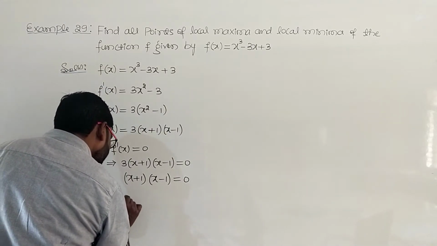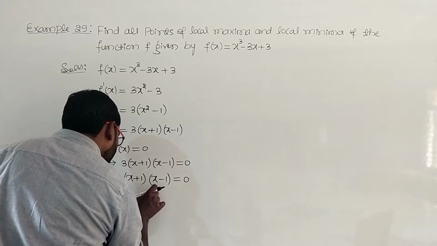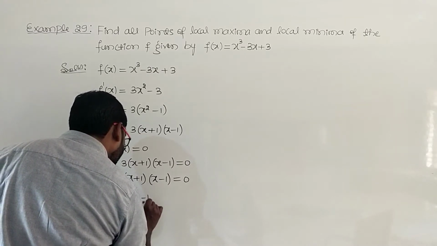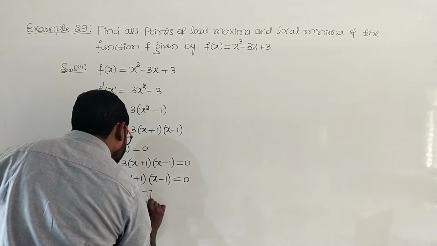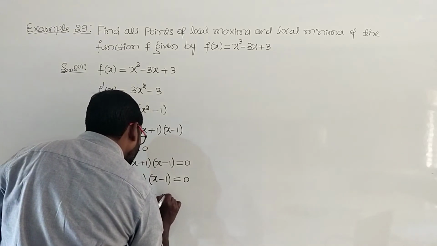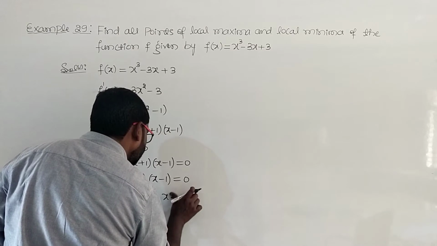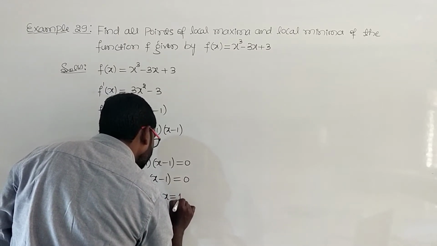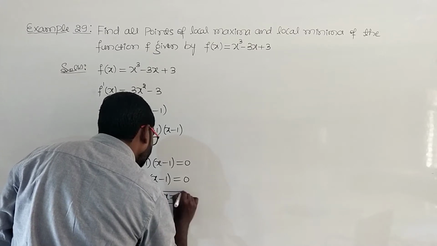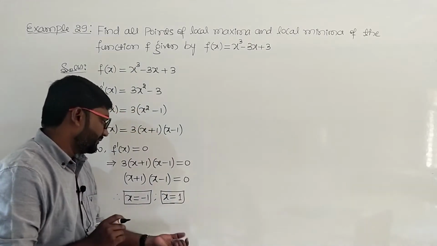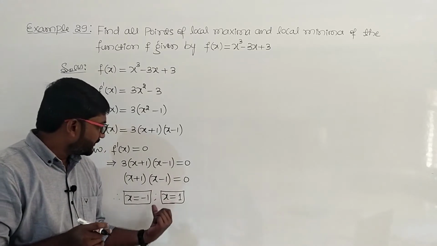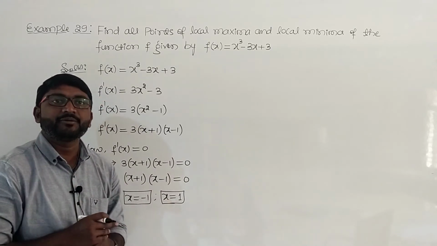Therefore, x equals minus 1, and the next value is x equal to plus 1. So we have got the critical points.